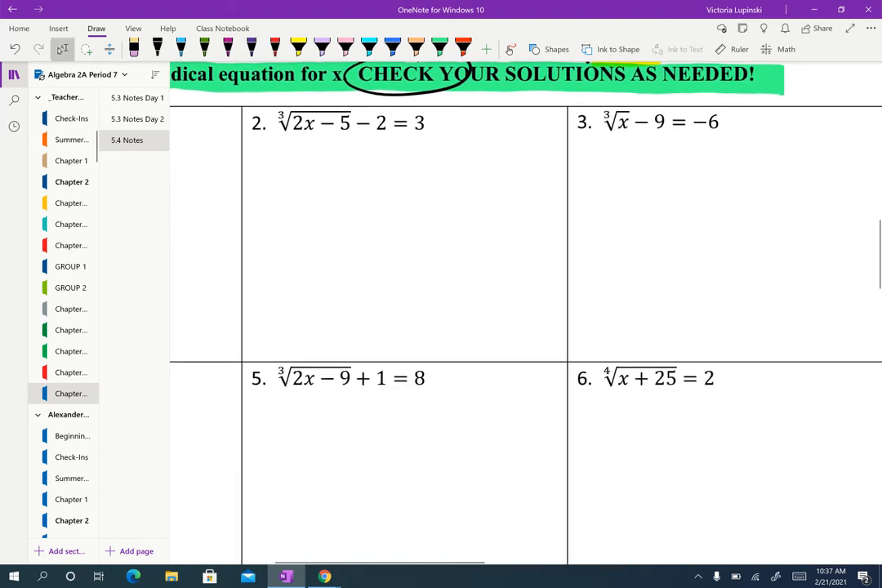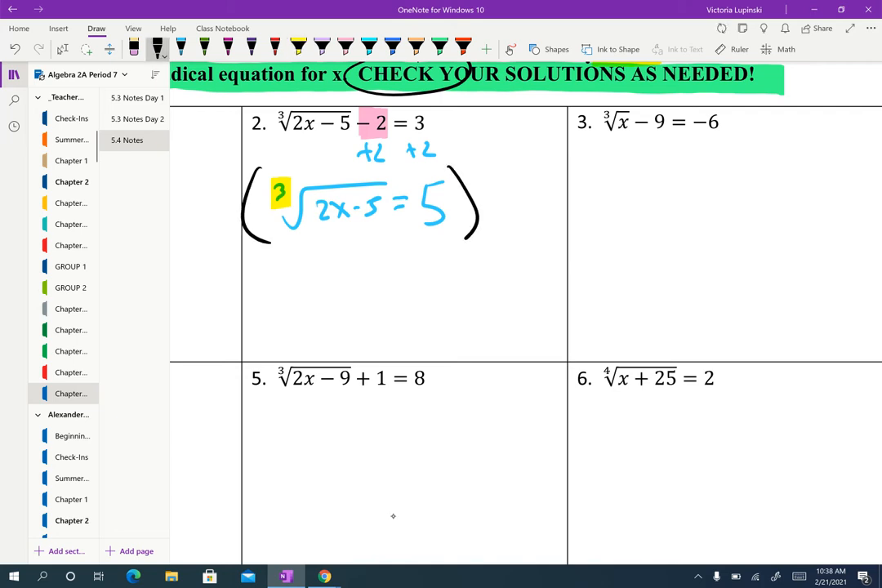Similarly here in number 2, you are going to go ahead and try to solve for x. First thing you're going to do is realize that this floating negative 2 out back, you're going to go ahead and add that 2 to both sides. That's going to give you the cube root of 2x minus 5 is equal to 5. When you see this cube root, that technically means that it's a 1/3 power. So to get rid of a 1/3 power, you're going to raise both sides to the cube.